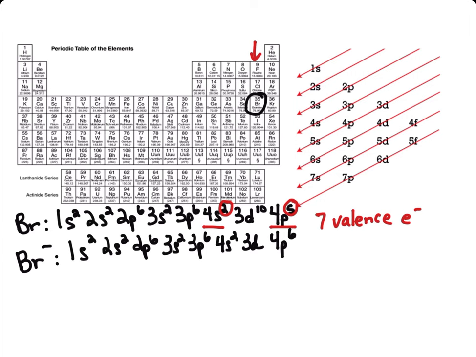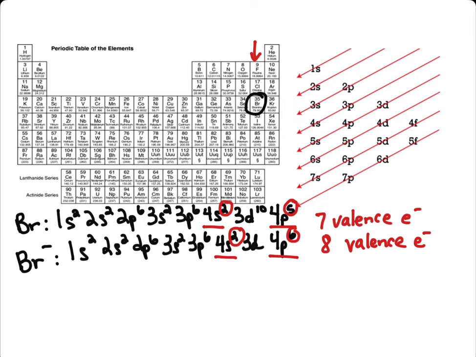Let's talk about the valence electrons of Br minus. I'm going to underline my highest energy level, which is 4. I have 2 plus 6, I have 8 valence electrons in my ion, which correlates to the octet rule.